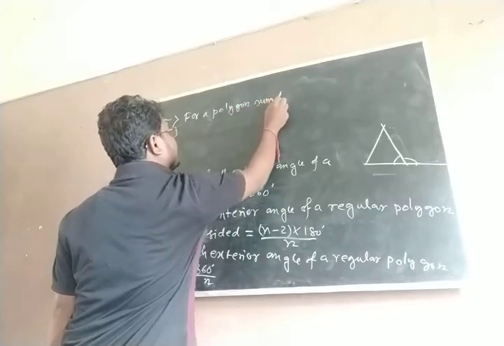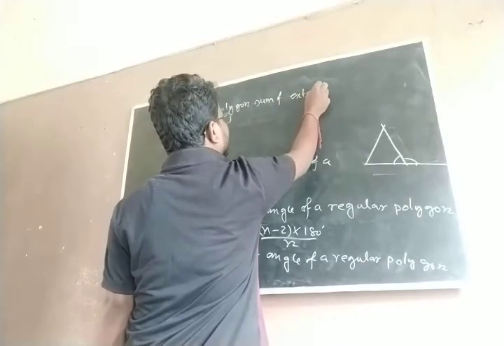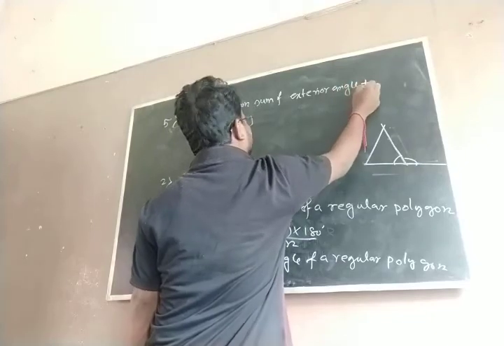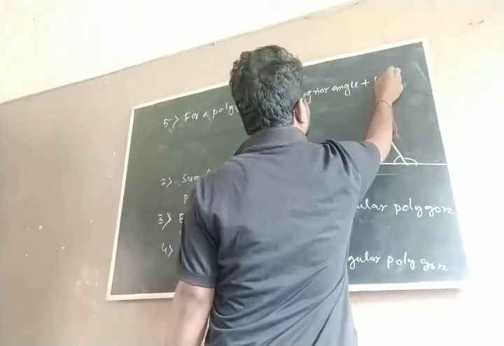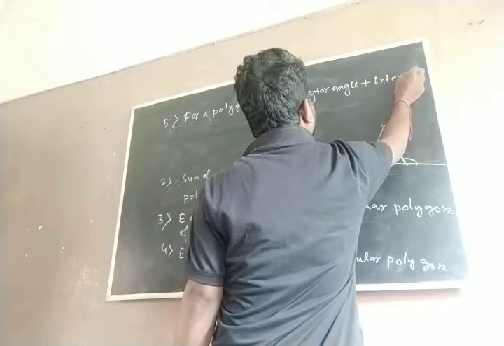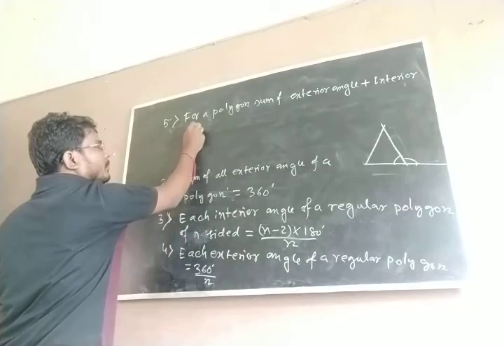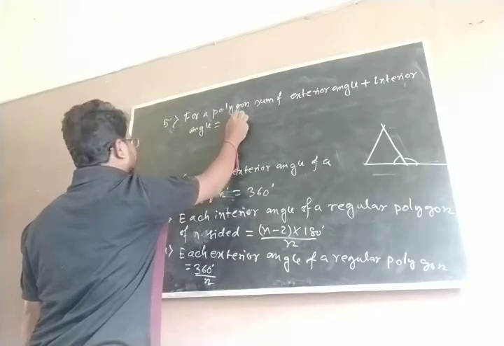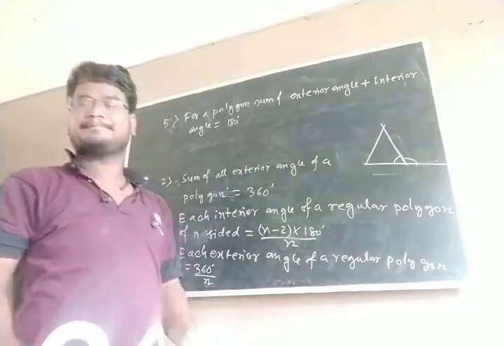Sum of exterior angle plus interior angle equals 180. Okay.